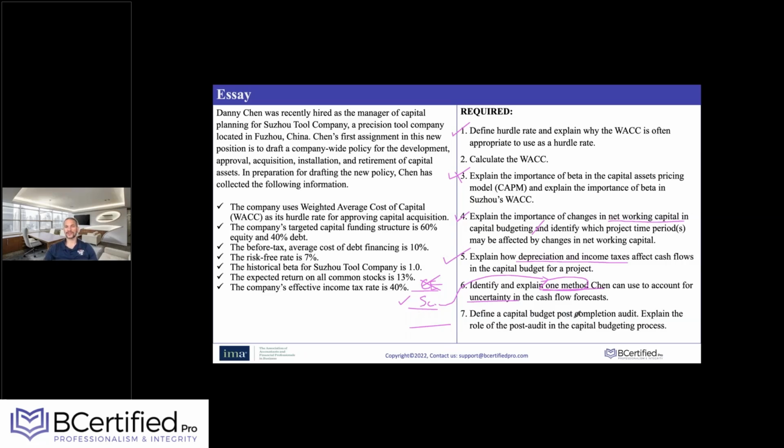Define a capital budget post-completion audit, and explain the role of the post-audit in the capital budgeting process. The post-completion audit is when you take the project and you have actual figures that you compare against your capital budgeting, and you identify any variation before you proceed further with the project, so that you can adjust as you go forward to eventually achieve your desired goal or outcome. So I already answered number 7.